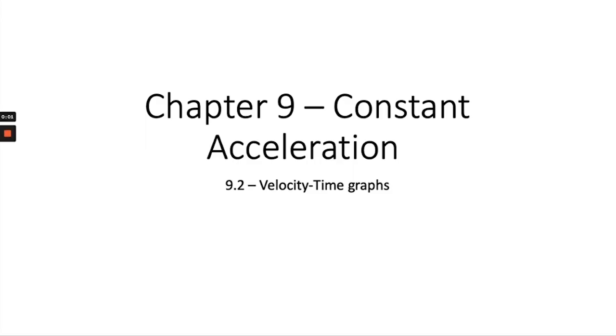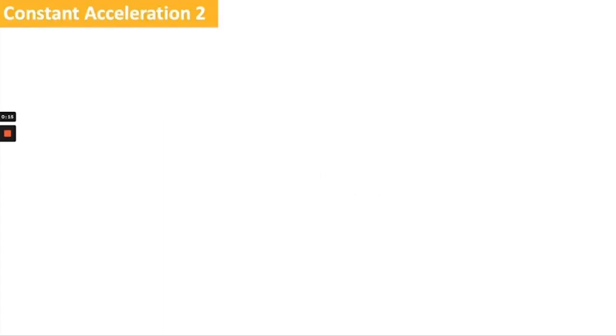Okay, so we're back again and we're looking at constant acceleration. Last lesson we looked at displacement time graphs, and today we're going to be looking at velocity time graphs. Okay, so instead of displacement on the vertical axis, we're going to have velocity on the vertical axis.